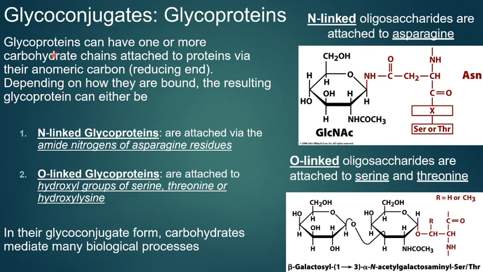Now, looking at our glycoproteins, so this is a protein that will have a sugar attachment to it. We can have two main subcategories of glycoproteins: an N-linked glycoprotein or an O-linked glycoprotein. Now, with an O-linked glycoprotein, we will have our sugar molecule attached to either a serine or a threonine. Okay? And with our N-linked, it will be attached to asparagine. So that's kind of like how it will attach a sugar to an amino acid.